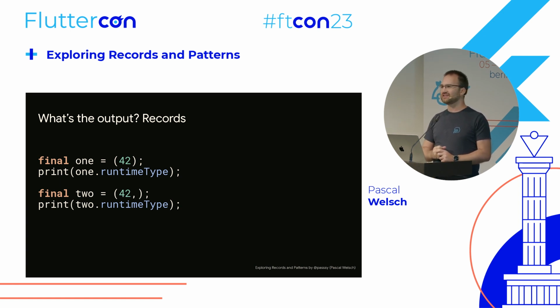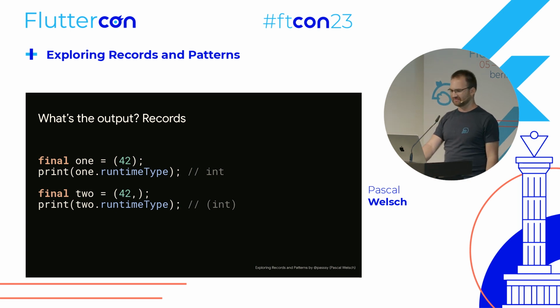Has someone an idea? You? No idea? Okay, it is not easy because the first one is just an integer and the second one is a record of one integer positional value. The difference here is just a comma, and that's something you have to be very careful about. The syntax of a record requires at least one comma. It is very easy if you have multiple values, there's always a comma, but for a single value, you have to add it as well.